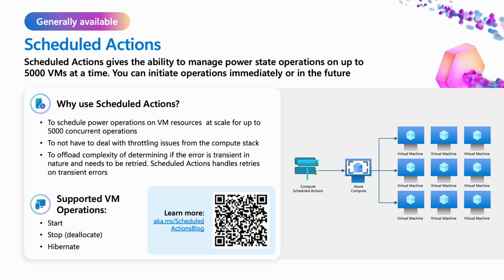Schedule events helps you to schedule these events, so you can put a schedule for starting your 5,000 VMs at 9 a.m. in the morning and then hibernate them, say, at 5 p.m. or 6 p.m. You can schedule these, and Azure will go ahead and make those operations possible. Let's quickly look at a demo for this.